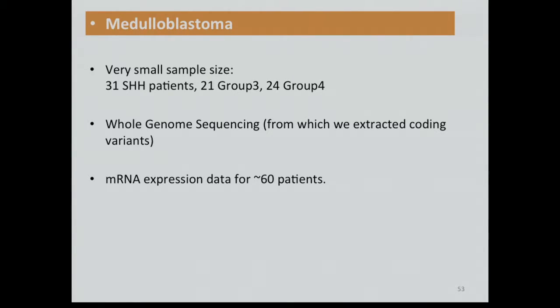In this case, we actually had germline whole genome sequencing data. So we had both germline and somatic mutations, but the number of samples for which we had the sequencing data was much, much smaller. The 31 Sonic Hedgehog patients usually look very different in terms of differential expression, but they were looking for genetic signatures. So basically, these would be the predisposing signatures to getting this childhood cancer.